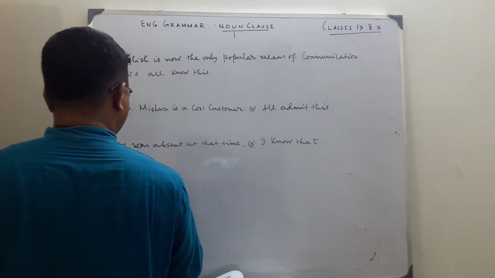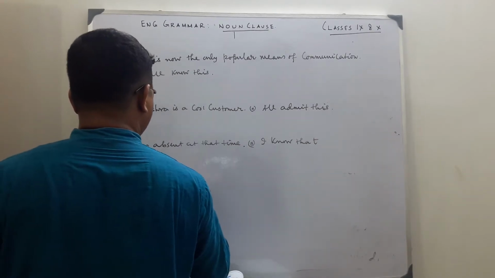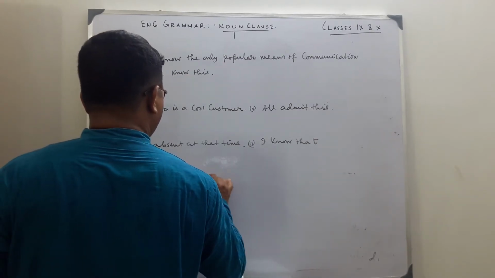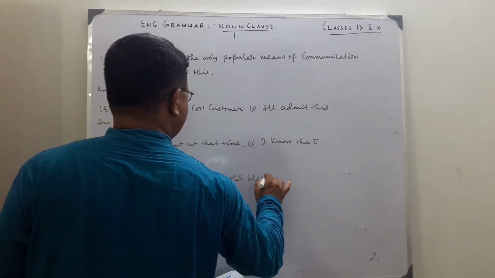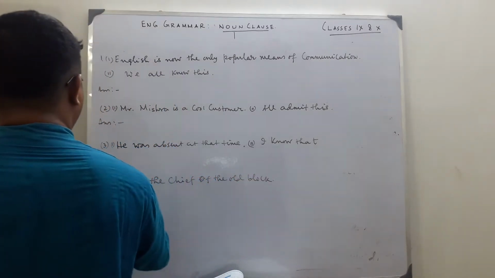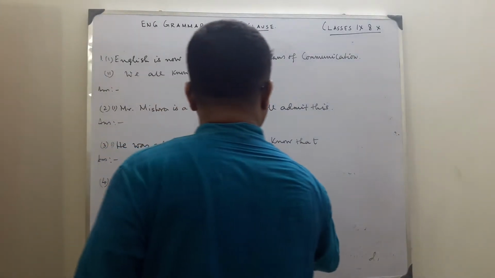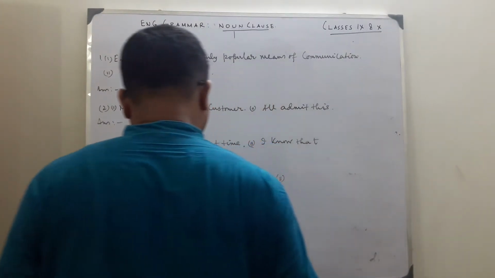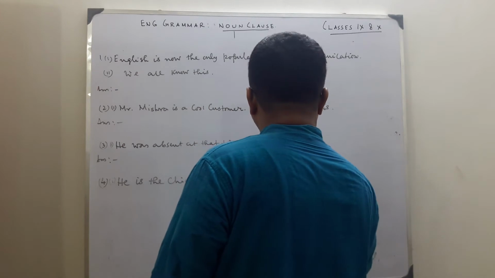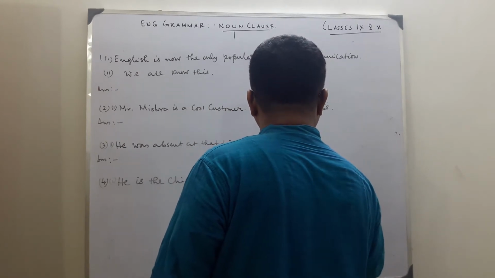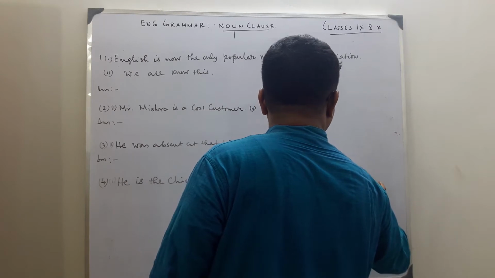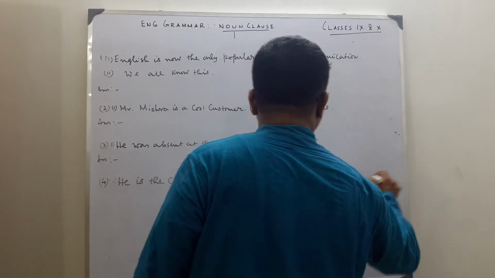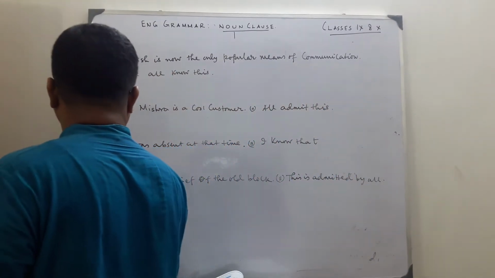Number 4, he is the chief of the old block. Second part is, this is admitted by all. Now make the answer.